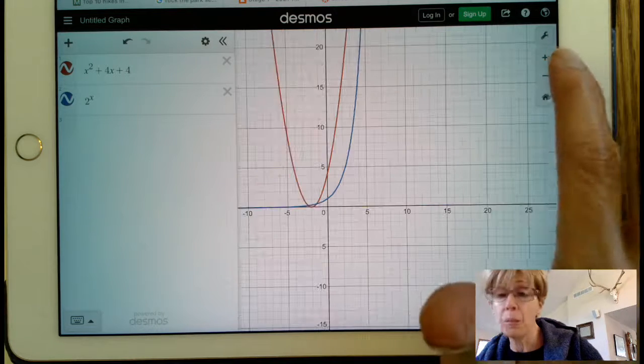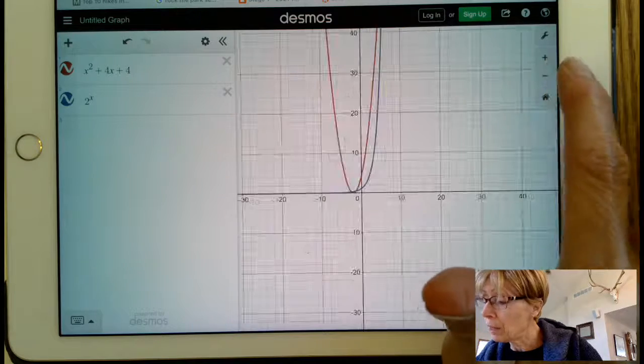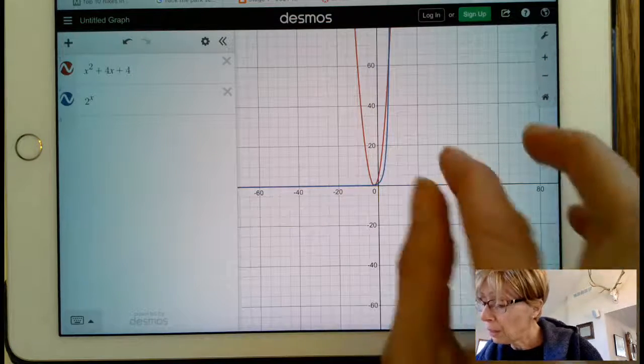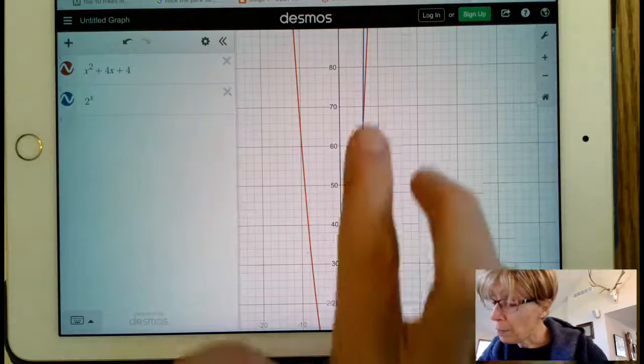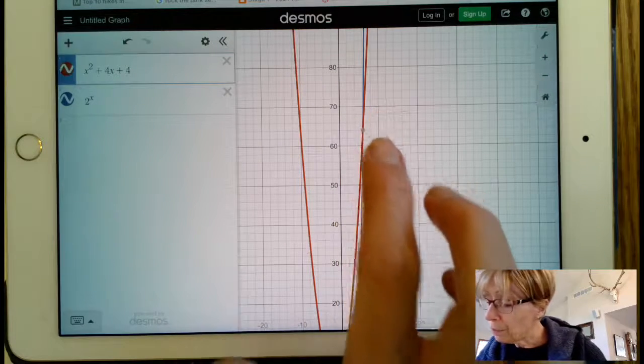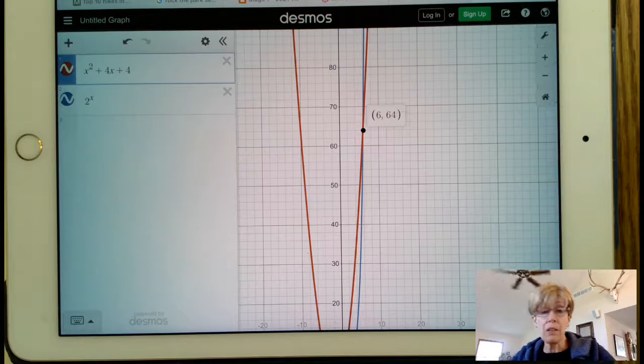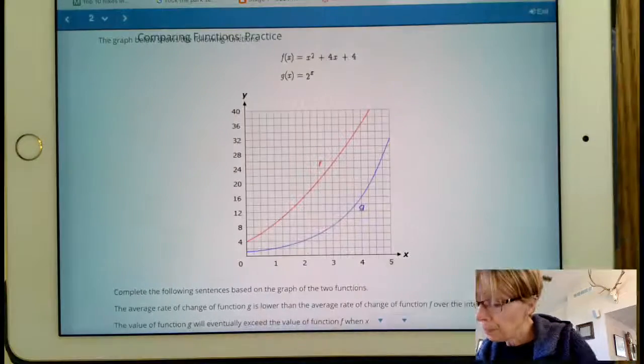So I'm going to hit the minus button and see eventually. And hard to see. The nice thing on the iPad is I can spread it out. And then coming over here, I don't know what that point is, 6.64. Let's see if that's going to be an option when we get back to Edmentum.